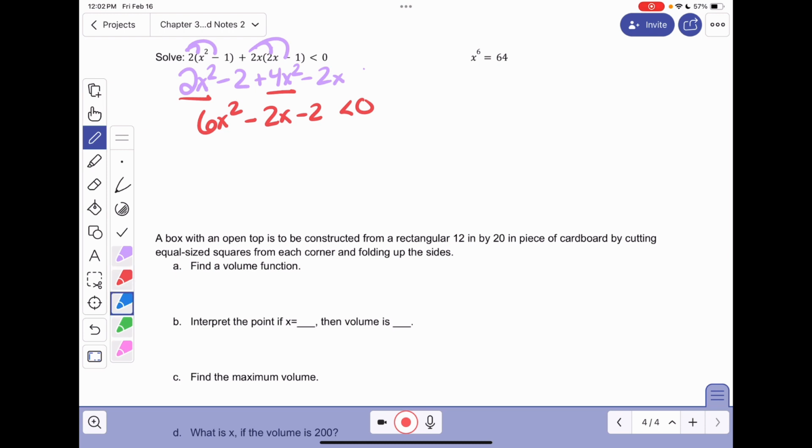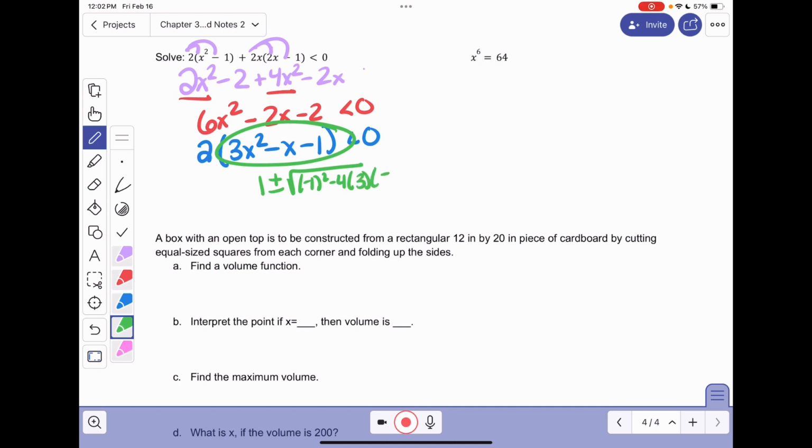We have a greatest common factor of 2. So 3x squared minus x minus 1. Now I'm going to do the quadratic formula with this. So the opposite of b plus or minus the square root of b squared minus 4ac all over 2a. If I type that in the calculator, I get 0.77 and negative 0.43. So those are our two solutions.